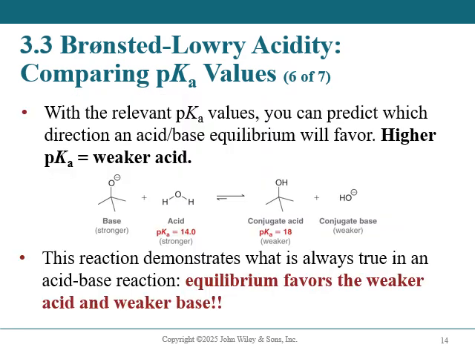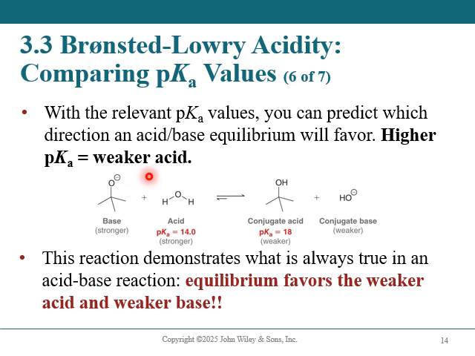With the relevant pK values, we can now start comparing apples to apples. We can predict which direction an acid-base equilibrium will favor. Higher pK means that we have a weaker acid, like we just saw a couple of slides ago. So here, for example, we're comparing this acid, which is water, to this other acid, which is tert-butyl alcohol, pK of 14 versus pK of 18. In this case, this reaction demonstrates what is always true in an acid-base reaction. Equilibrium will favor the weaker acid and the weaker base.